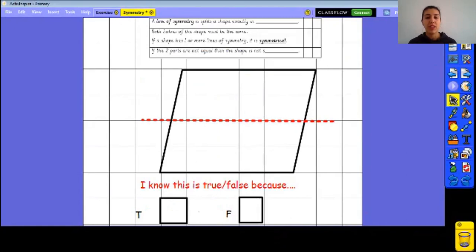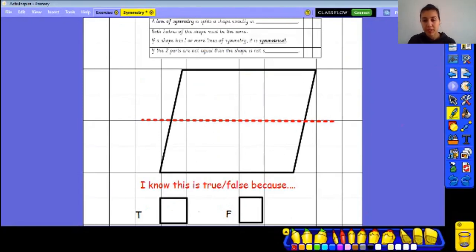Have a go at this one. Do you think that if I folded this shape over, it would be equally matched? Okay, so let's have a look. If I choose this corner here, this vertex, and I go down, I can see that that's 2 squares away from our line of symmetry. If I go down 2 again, there's nothing there. So they don't match up. So it is not symmetrical. This is false. And I know this is false because my 2 vertices would not match up.